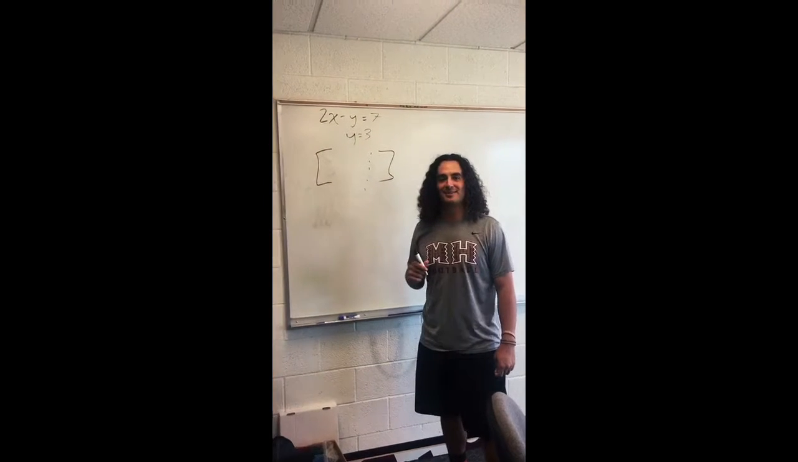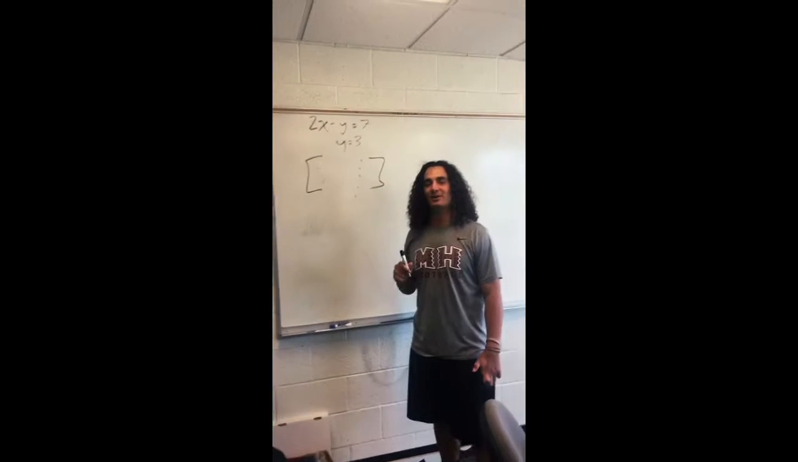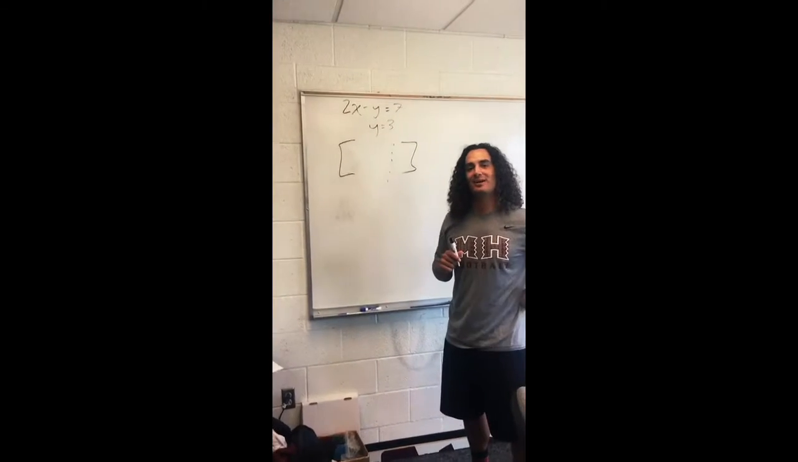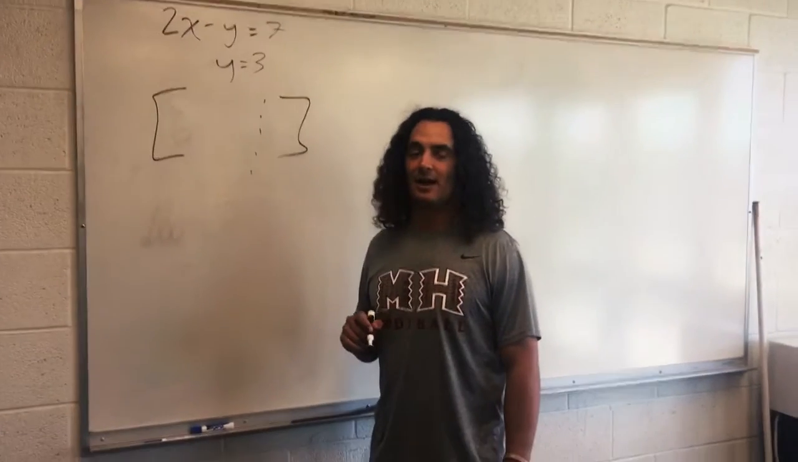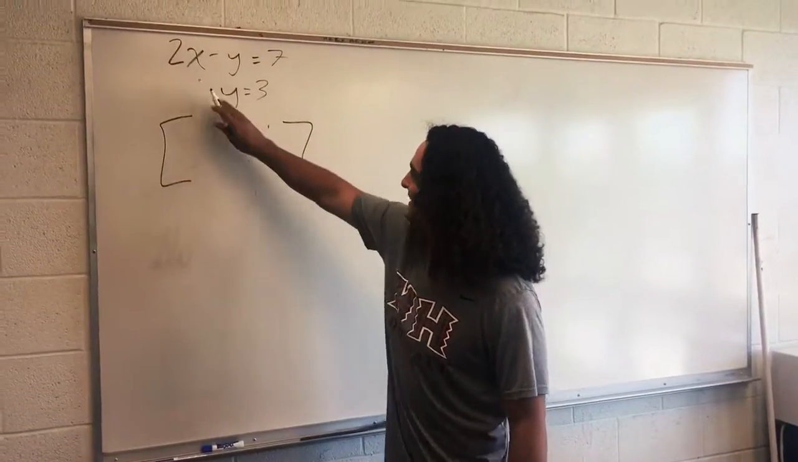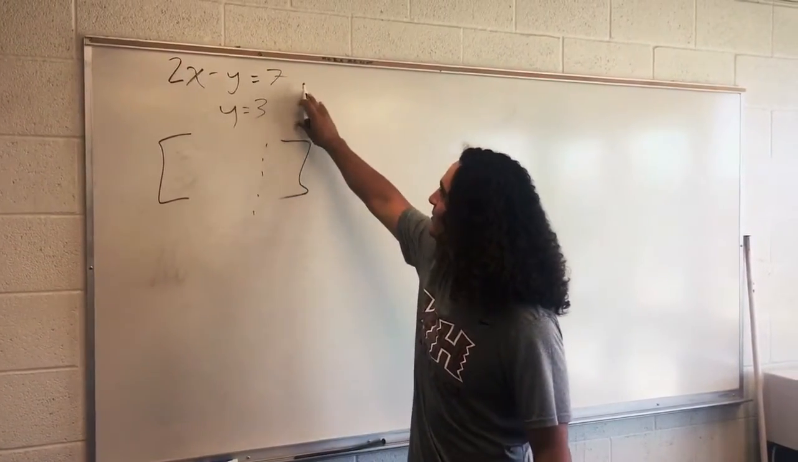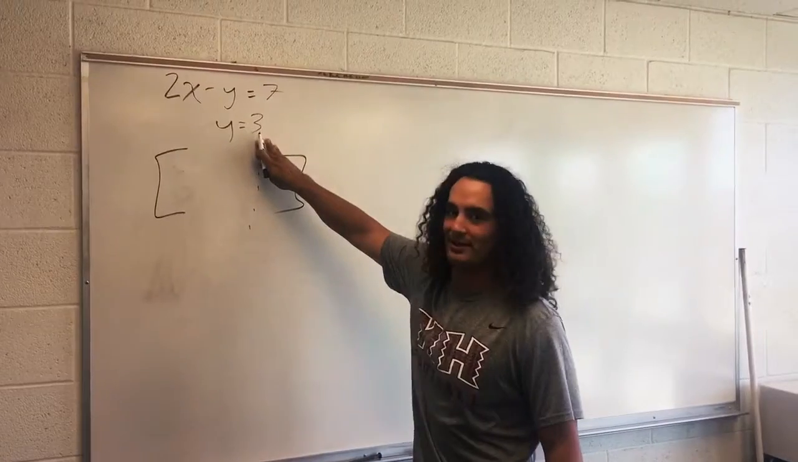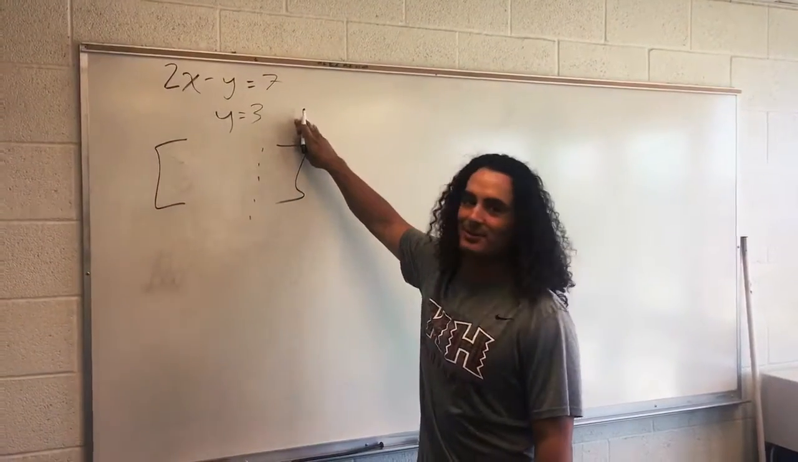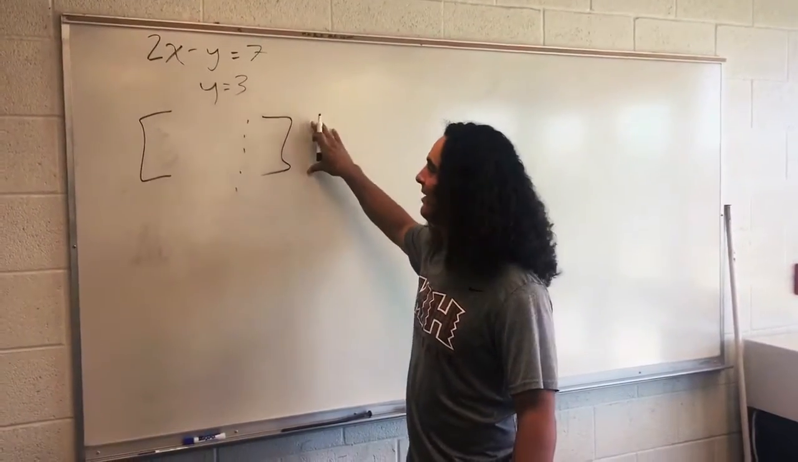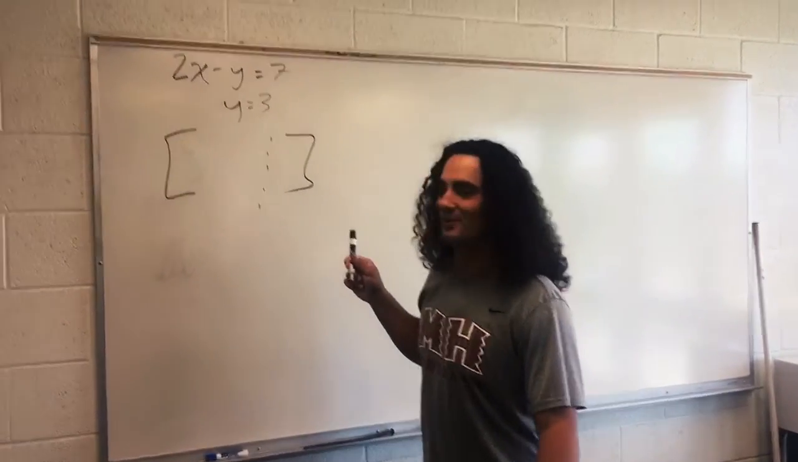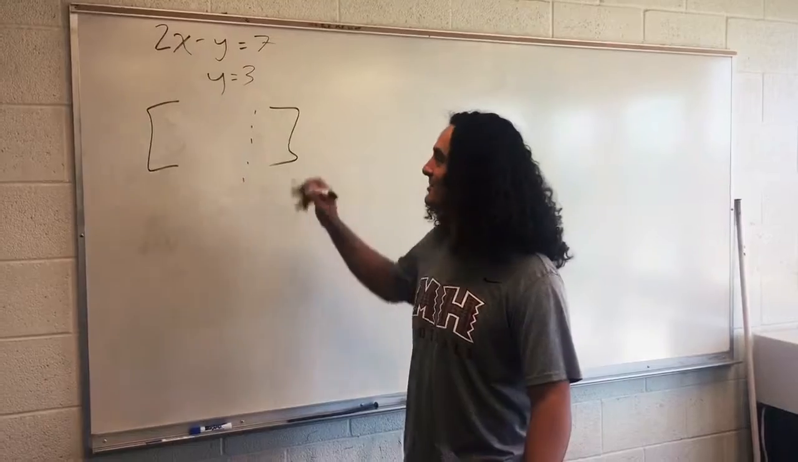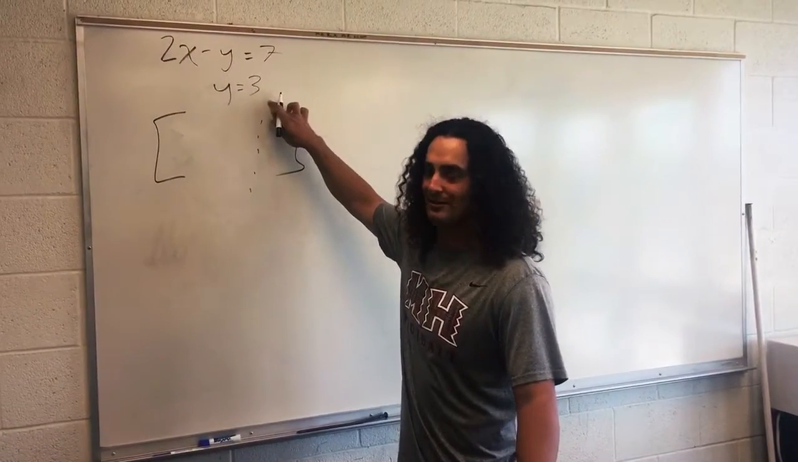Hello, boys and girls. Today, you will learn how to solve a system of equations using Gaussian elimination. Our equation today is 2x minus y equals 7 and y equals 3. Now we will have to put this into what we call an augmented matrix. This matrix will give us another way to solve this system of equations.